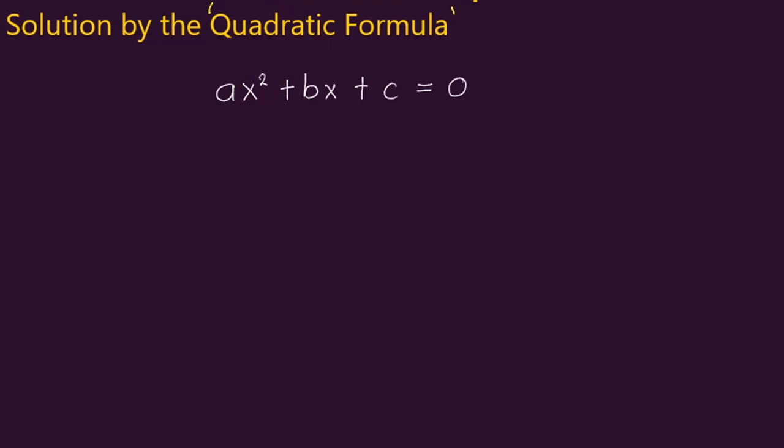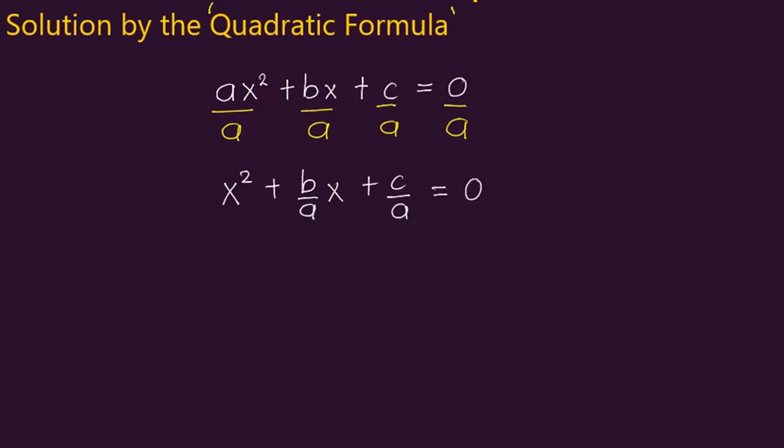So in completing the square, remember we said that we first have to make the coefficient of x squared equal to 1, and I'm going to do that by dividing both sides by a. So dividing each term by a, then I'll be having x squared plus b over a of x plus c over a is equal to 0, because a into 0 gives us 0.